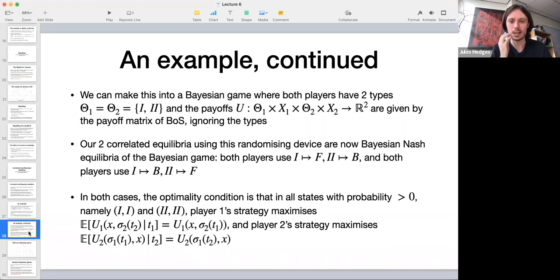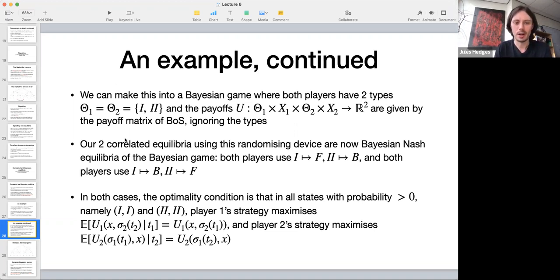So we can make this into a Bayesian game where both players have two types, and the payoff is now a function of the moves of both players and the types of both players. The payoffs are given by the payoff matrix, the battle of the sexes, ignoring the types. So we just take player one's move and player two's move, and plug into the payoff matrix.